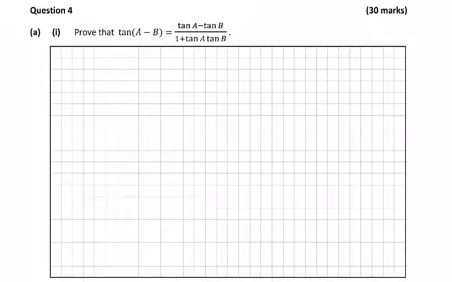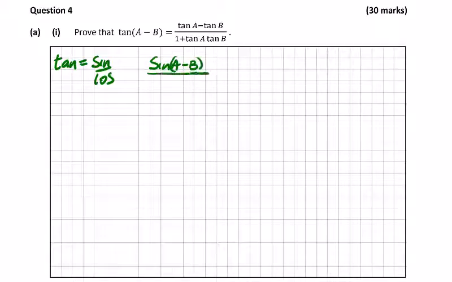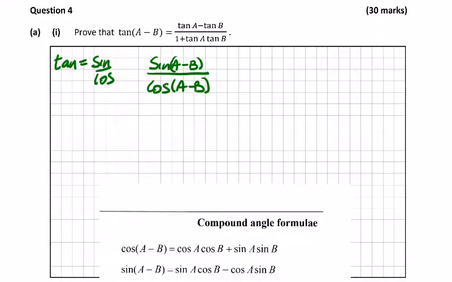Question 4 is the proof of tan(A minus B). Your knowledge here is that tan is equal to sine over cos. From here it's pretty simple. So we've got the sine of A minus B. To get tan(A minus B) is sine over the cos of A minus B. Then we go to our tables and we see what this is.